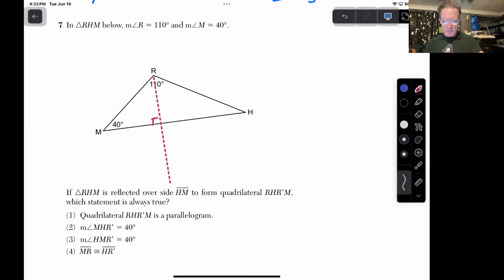And it's also going to be the same distance. So whatever that distance is, it's going to be the same here. So it's going to be something like about there. If you had a ruler, you could measure it. But that's where R prime is going to be.